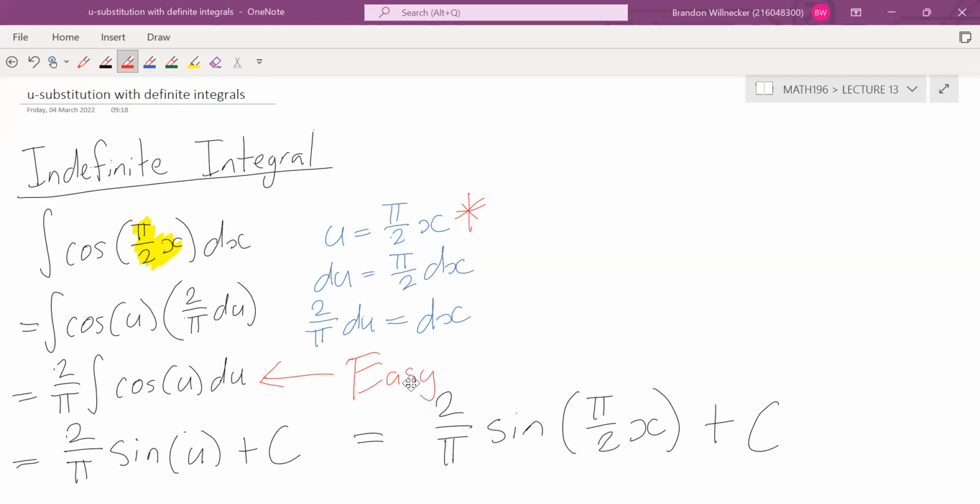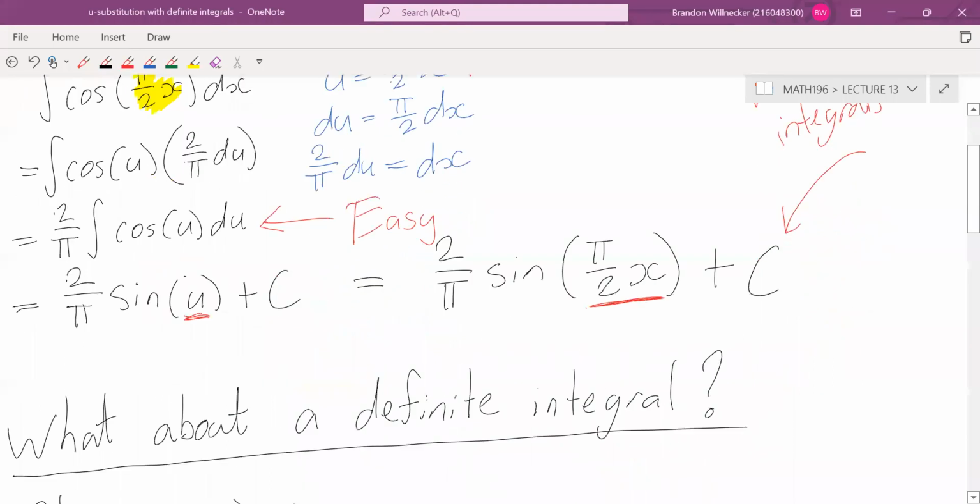Okay, we do the integral, but then remember, we can't leave it in terms of u. We need to go back to x. So we go back to x here. And don't forget, whenever you're doing indefinite integrals, you always need to add C. So this is for indefinite integrals. We've spent a lot of time looking at these. What we're going to do today is look at how we do U substitutions with definite integrals. Remember those from last week when we did FTC part 2.